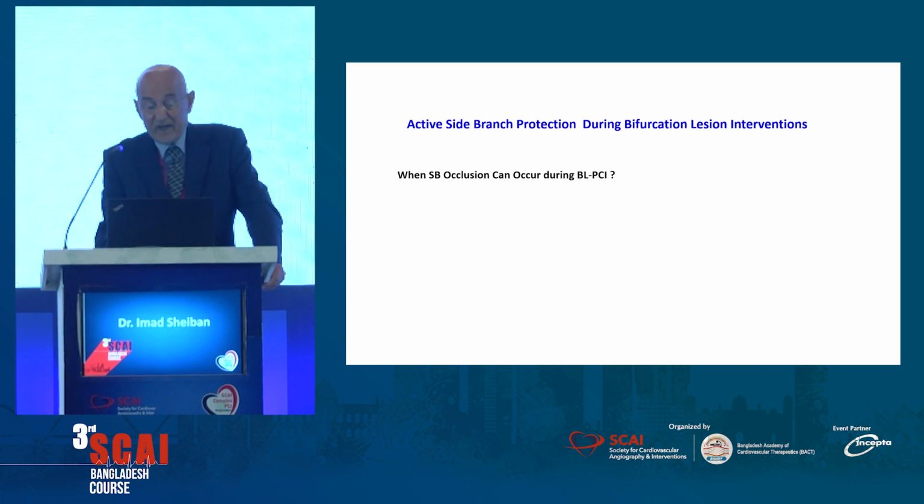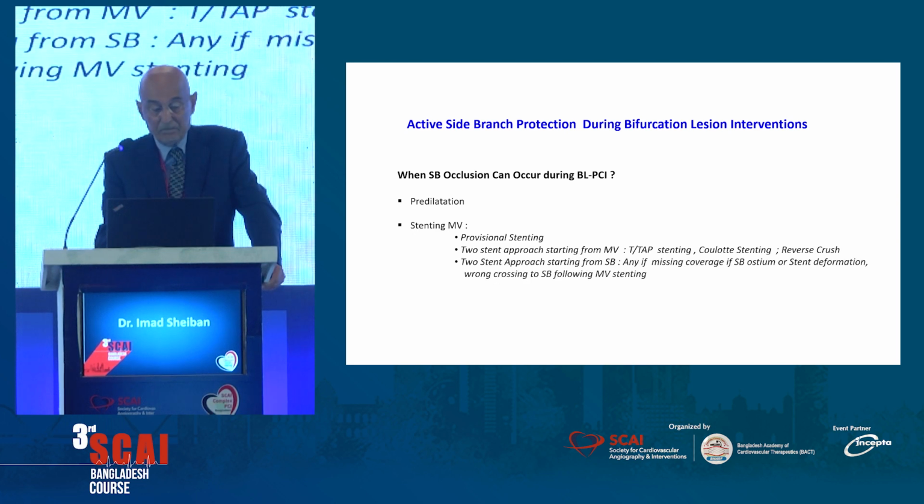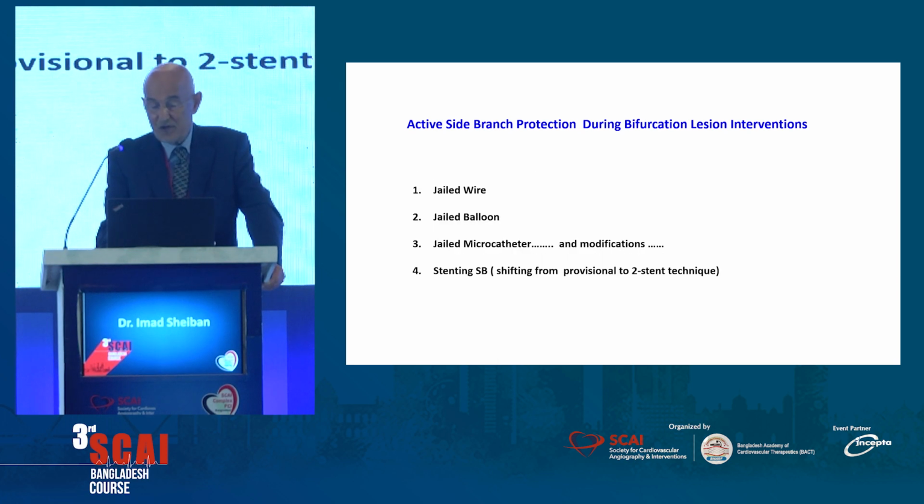When might side branch occlusion occur? During pre-dilatation, during stenting of the main vessel, that means provisional stenting, or with 2 stents. With any of these procedures, and mainly during pre-dilatation, or if you are starting stenting of the main vessel with a 2-stent technique like TAP or T-stenting. And missing any step of these 2-stent techniques can cause occlusion of the side branch.